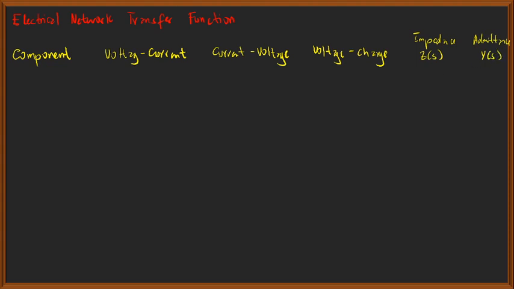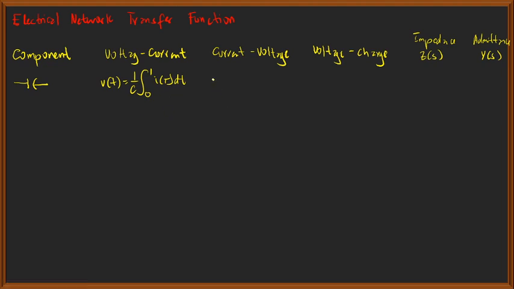Okay, so the first component will be the capacitor. We could write here the symbol of our capacitor. Then for the voltage-current relationship of the capacitor, that will be V of t, our voltage in terms of time. This will be 1 over C, the integral of i of tau dtau, with the limits from 0 to t. So that will be the voltage-current relationship for our capacitor.